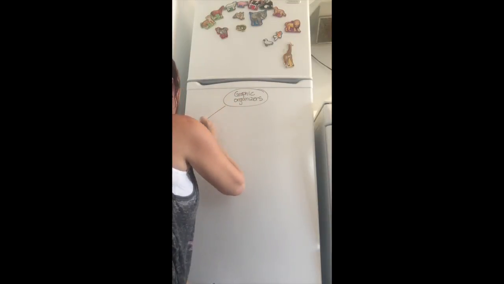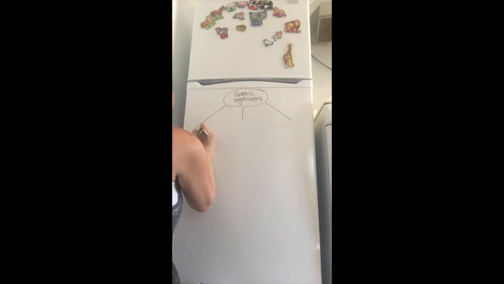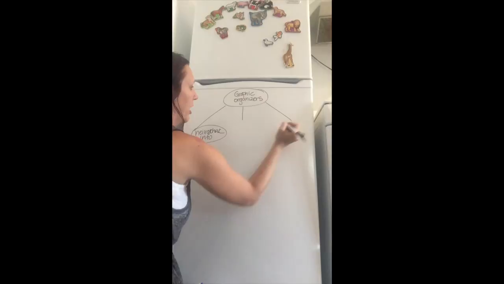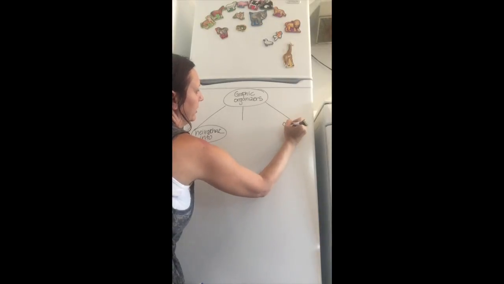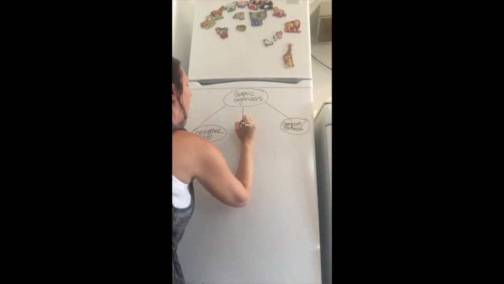And I'm going to put 3 branches for the main uses for these types of organizers. They're great for sorting hierarchical information, for comparing and contrasting, and for cause and effect.